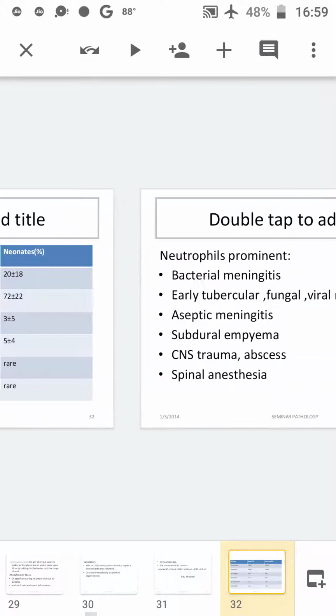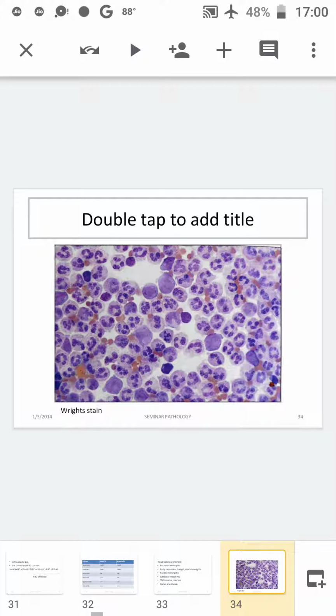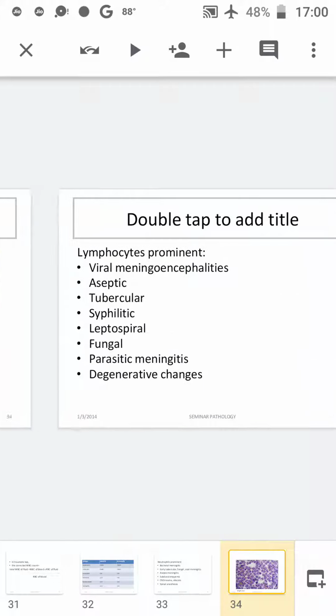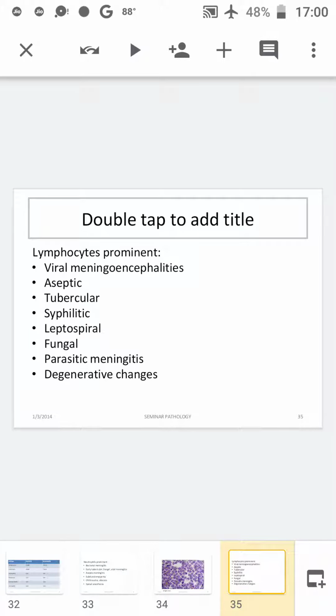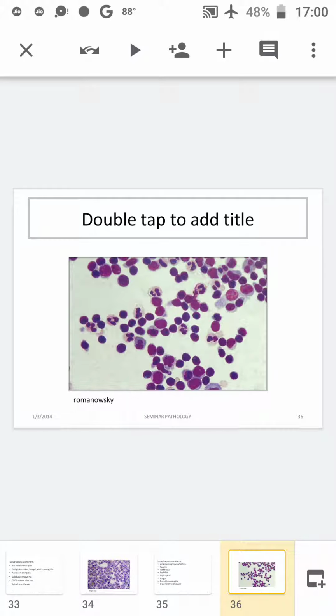Generally it should be lymphocytes. Suppose you are seeing a higher cell count, more than 5 cells, but predominantly neutrophils, then you have to think of bacterial meningitis, early tubercular, fungal and viral meningitis. In this, you are seeing more cells with predominantly neutrophils, so it is mainly bacterial meningitis. The same situation with lymphocyte predominance is viral meningoencephalitis and aseptic meningitis.